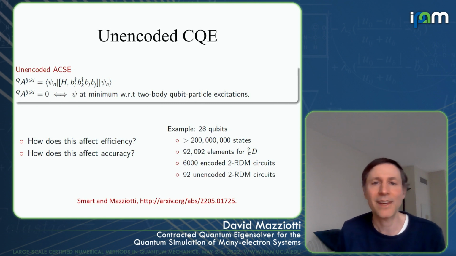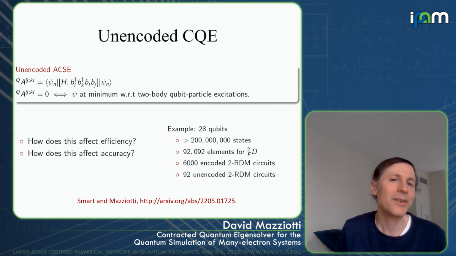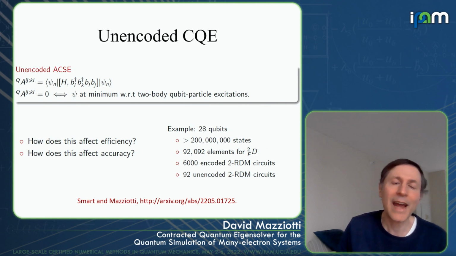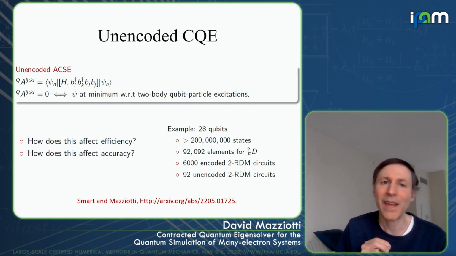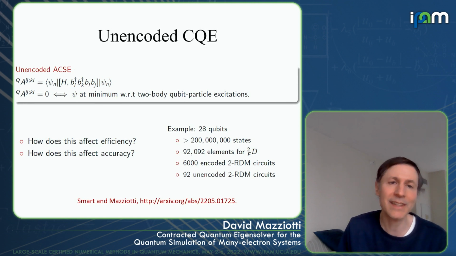So we recently applied this in this arXiv paper to create something called the unencoded contracted quantum eigensolver. The basic idea is to solve something called the unencoded ACSE. The unencoded ACSE takes the Schrödinger equation and projects it onto the qubit particle space, B dagger, B dagger, BB, instead of A dagger, A dagger, AA. We're going to optimize this unencoded ACSE to send it to 0, and that's going to imply that psi is at a minimum with respect to two-body qubit particle excitations.